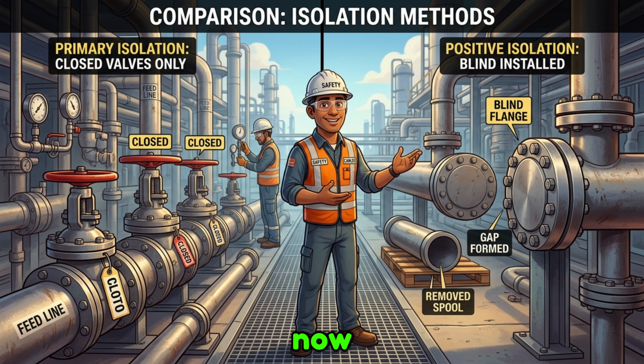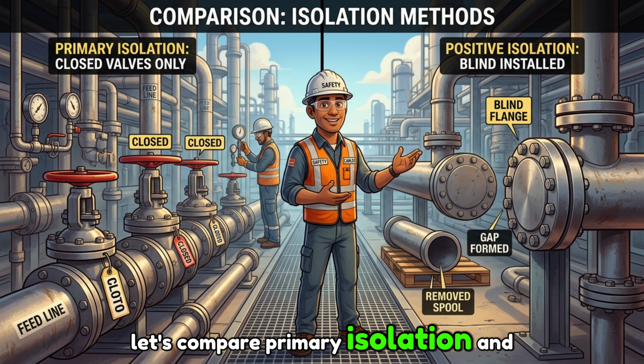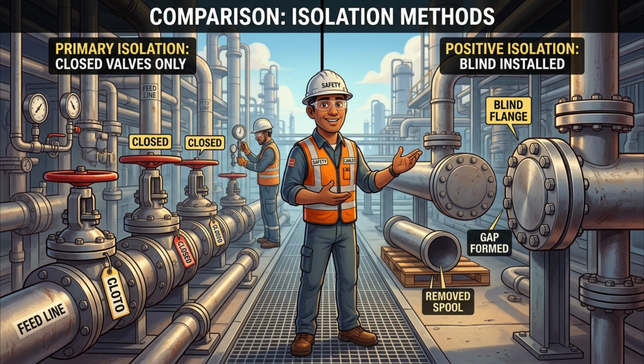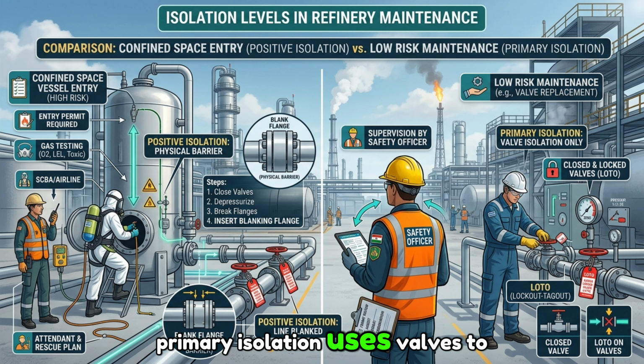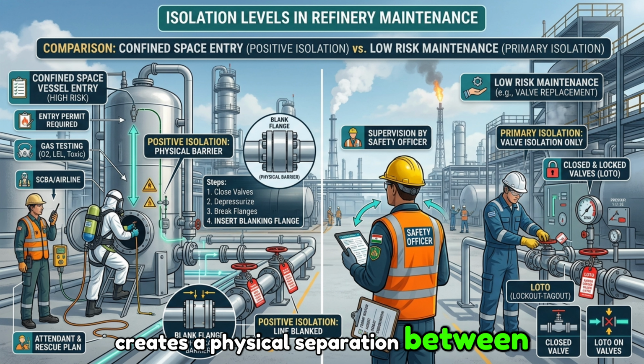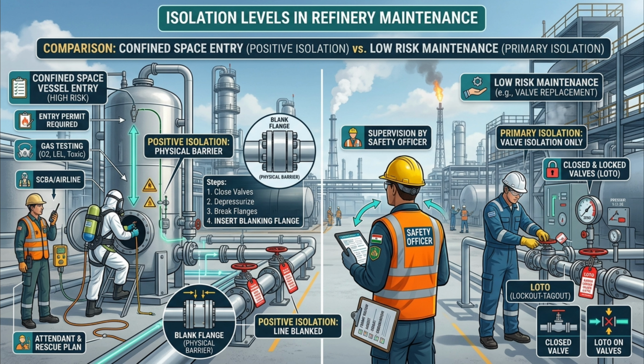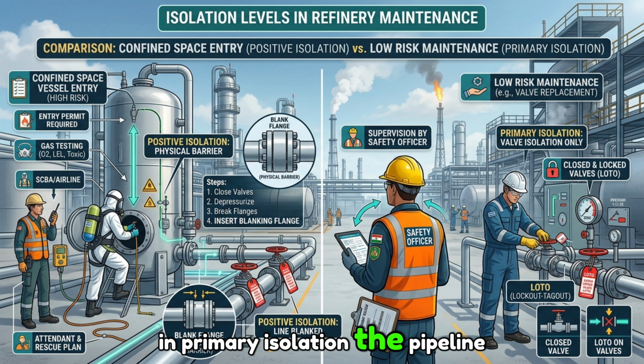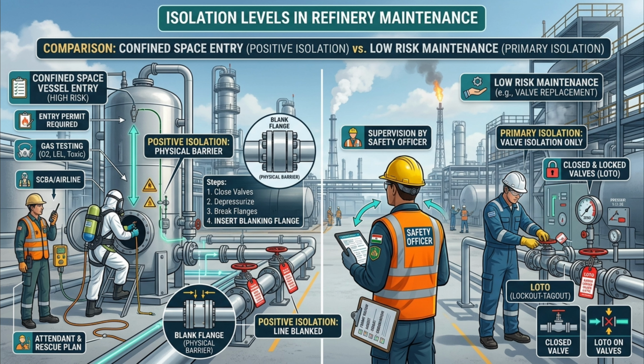Now let's compare primary isolation and positive isolation. Primary isolation uses valves to stop the process flow. Positive isolation creates a physical separation between the process and the equipment. In primary isolation, the pipeline remains connected. In positive isolation, the spool piece or pipe section is removed, or a blind is installed.